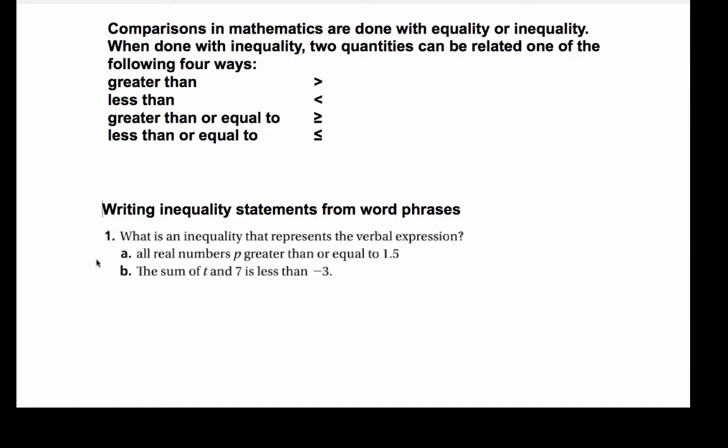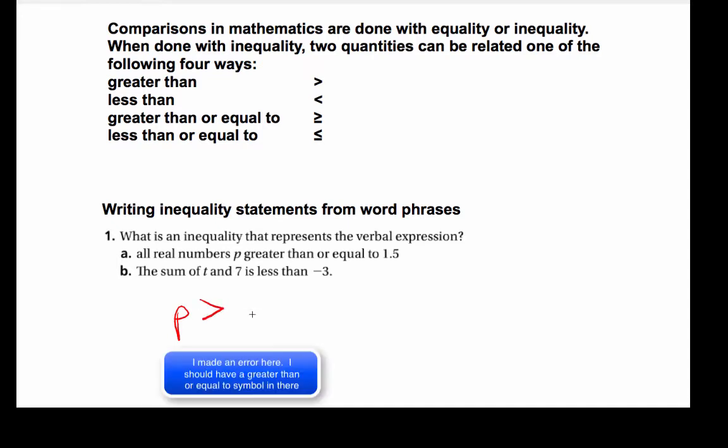So two examples here. What is an inequality that represents the verbal expression? So in part A here we have the verbal expression, all real numbers p greater than or equal to 1.5. So we're going to put our variable p, our greater than symbol, and 1.5. Okay, from the statement which one is greater, p is greater than. So p is first, p greater than 1.5.